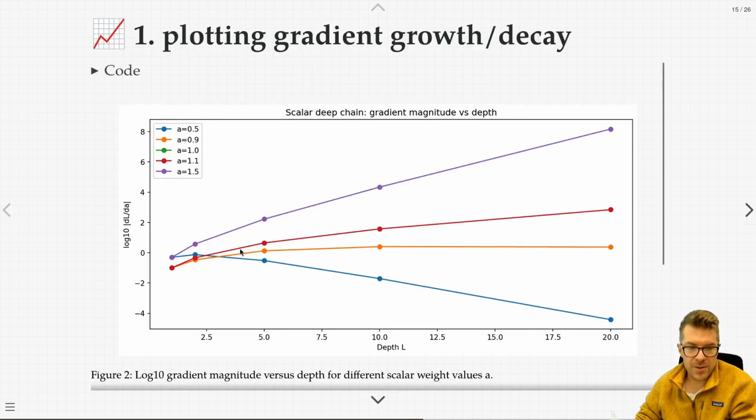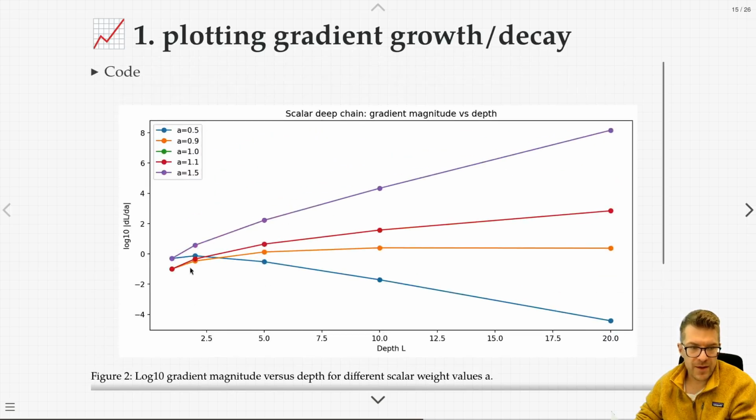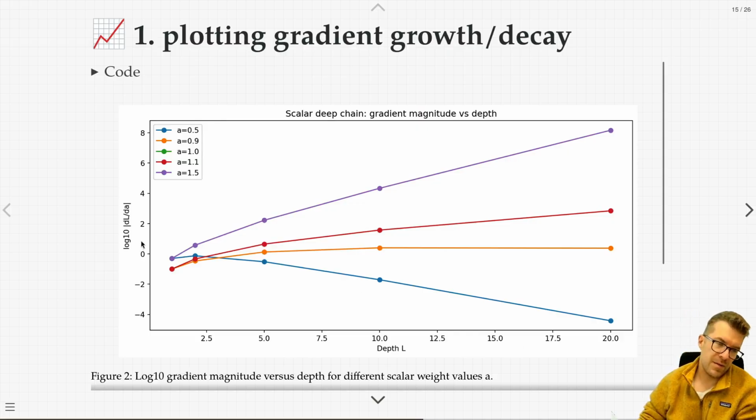So here's more or less just a plot of the previous visualization. Here we have different values of A, 0.5 up to 1.5. I have different depths L, and then I have the log of my derivative of my loss function L with regards to the activations A. And you can see here's the exploding happening in terms of scalar values A being bigger than 1. I have a massive vanishing when they're smaller than 1, which is the purple and blue curves respectively.